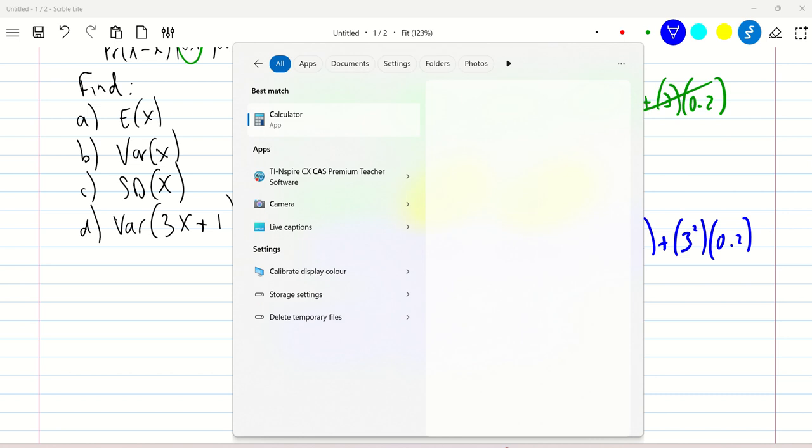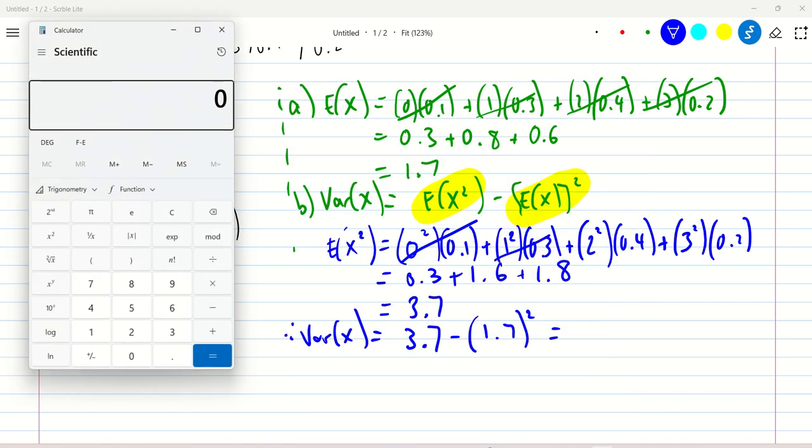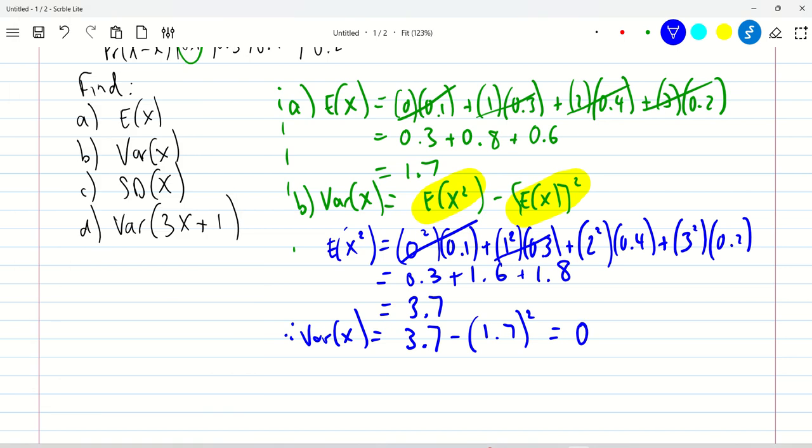I've got 1.7 squared. I haven't used this calculator for a while. 3.7, and I'll negate that and then add, I don't know if that was the best way to do it, 2.89 equals 0.81. So I get 0.81 as my variance using that. Okay, so there's my variance.